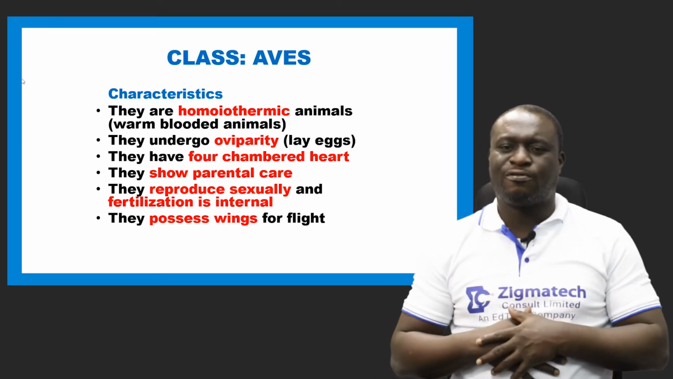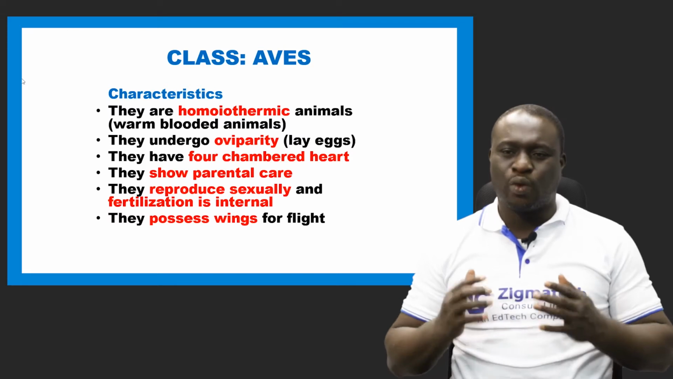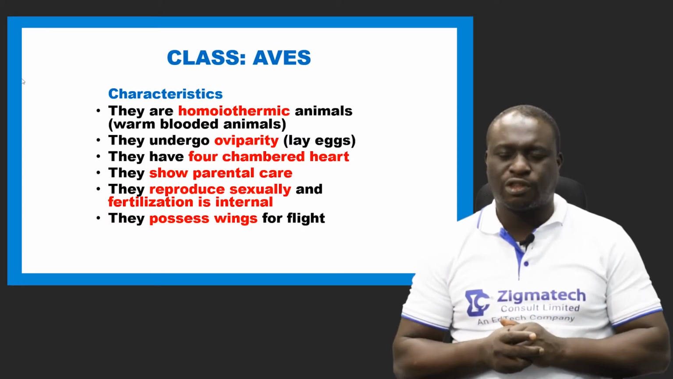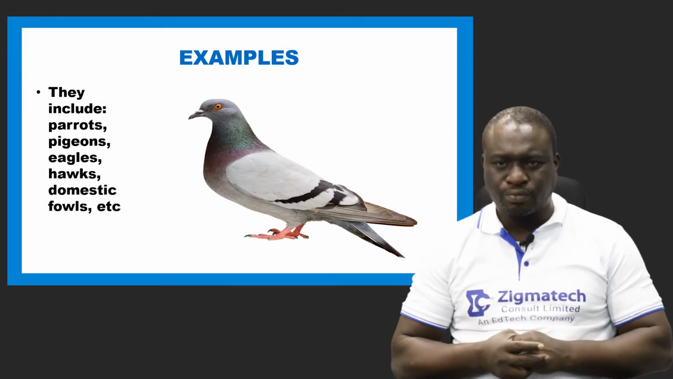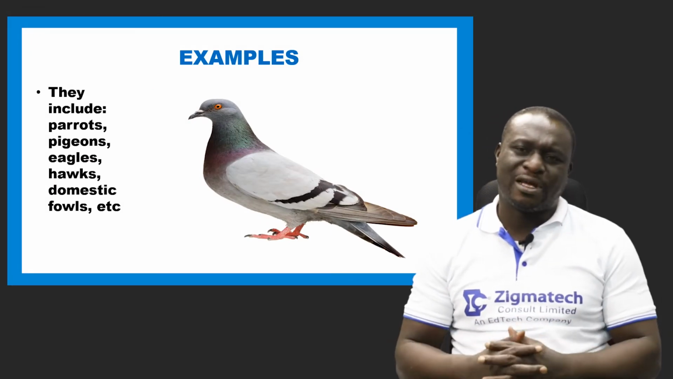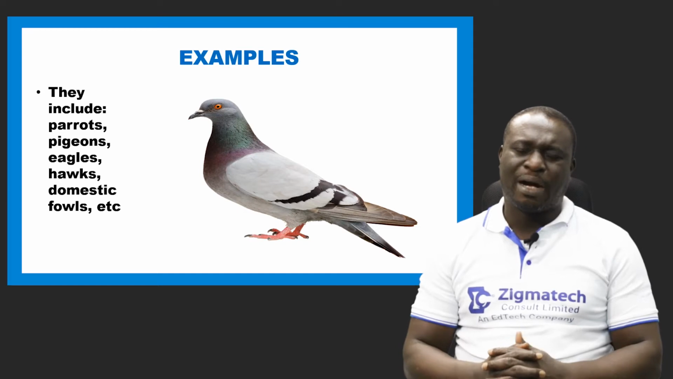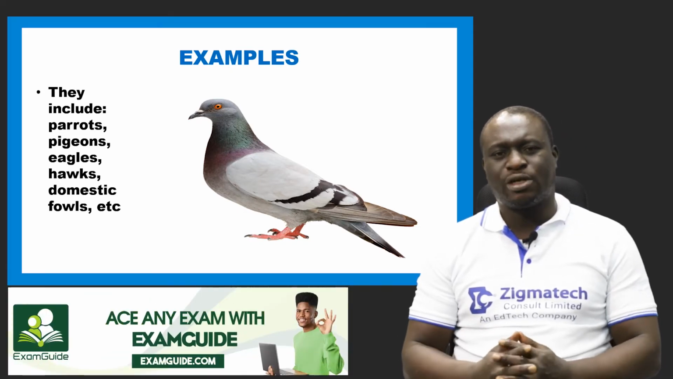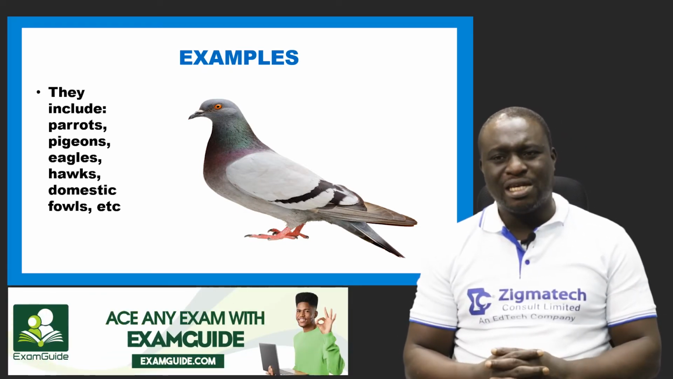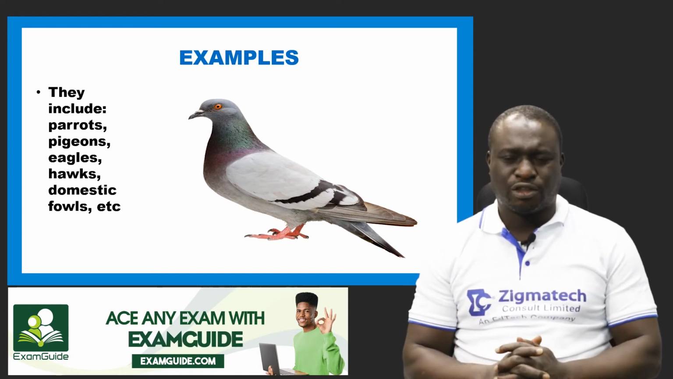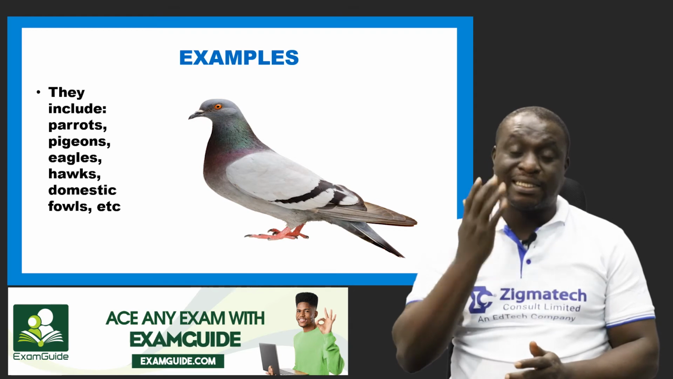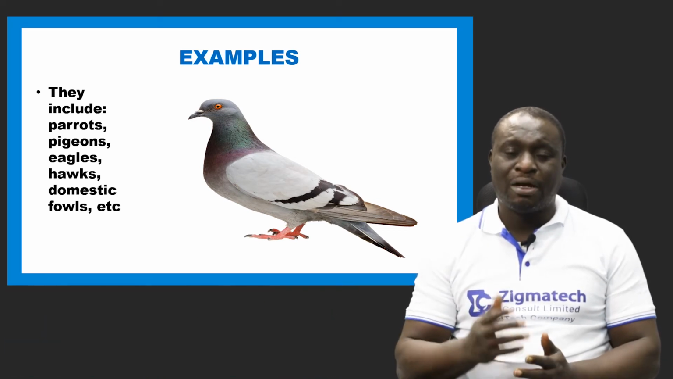Now, next, number 6, is that they possess wings, and these wings are used for what? Flight. Now, let's take a look at an example. We have several examples. We have the parrot, we have the pigeon, which you can see on the screen, we have the eagles, we have the hawk, we have domestic fowls, and so on. These are examples of aves.